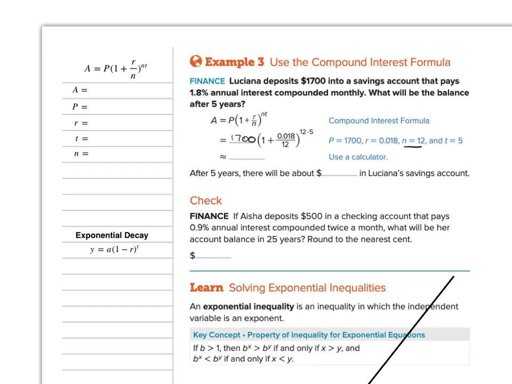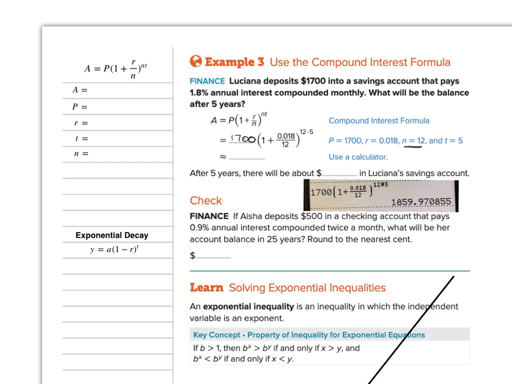So you can put that straight into the calculator as a function or an equation, or you can put it into your tables. I will normally not do it all in one line like that on the graphing calculator, but I just figured I would show you that I put 1,700 times 1 plus 0.018. I didn't need to simplify that. The calculator is going to do it for me. Over 12, raised to the power of 12 times 5, and that gives me the value after 5 years, what Luciana's account will be. So that's what we're doing here.